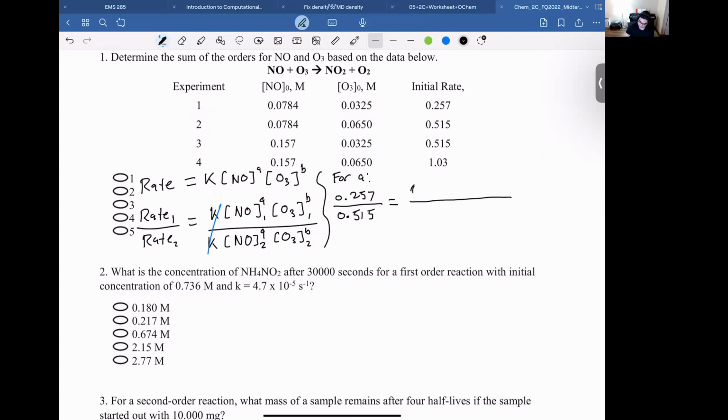The concentration of NO in the first one is 0.0784. That's to the A power. For O3, it's 0.0325. That's to the B power. On the bottom, the concentration of NO is 0.157. That is to the A power. The O3 is the same.